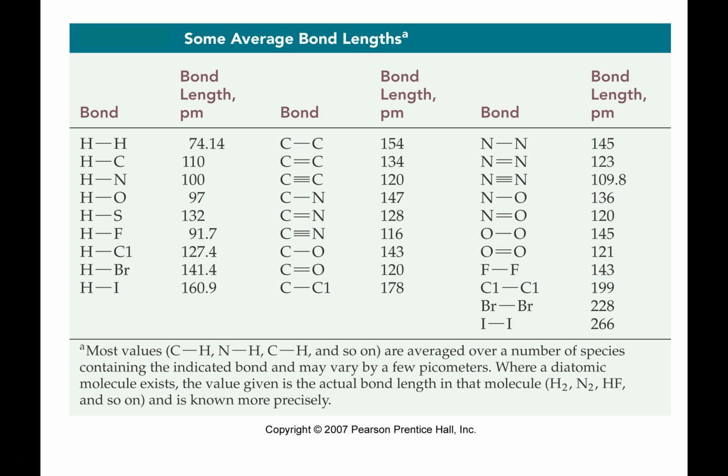Let's find carbon, nitrogen, and oxygen on the periodic table. And let's double check which of these is the largest. Carbon is largest. So if it's the largest, it should have the longest bond. Let's see if it does. We have bond lengths up here, so you're looking at 154 versus 147 versus 143. So that's what we're talking about.